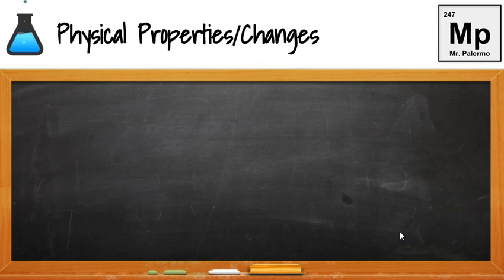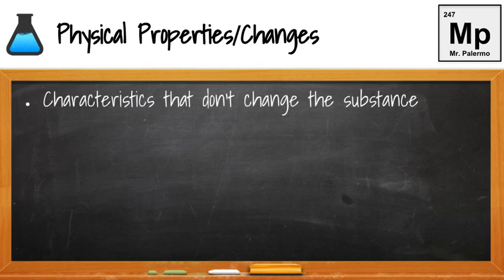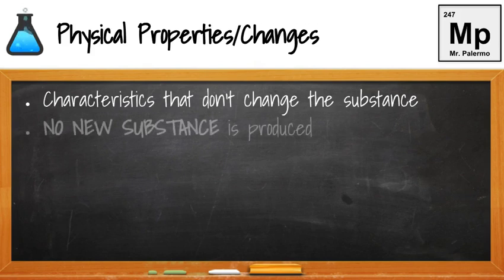And now lastly, let's look at the changes of matter. So we'll look at physical and chemical. So first we look at the physical properties or changes of matter. These are characteristics that don't change the substance. The substance stays the same. So again, no new substance is produced. That's how we identify a physical property or physical change.